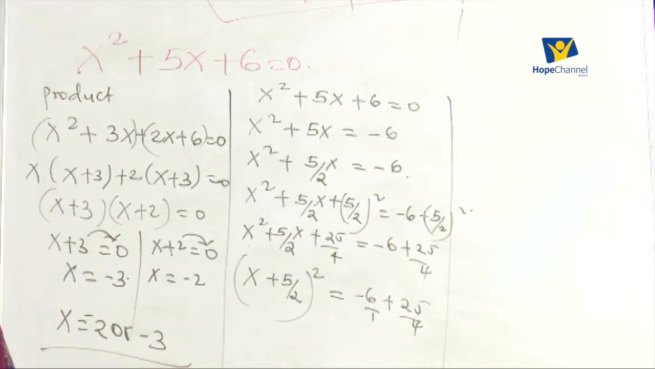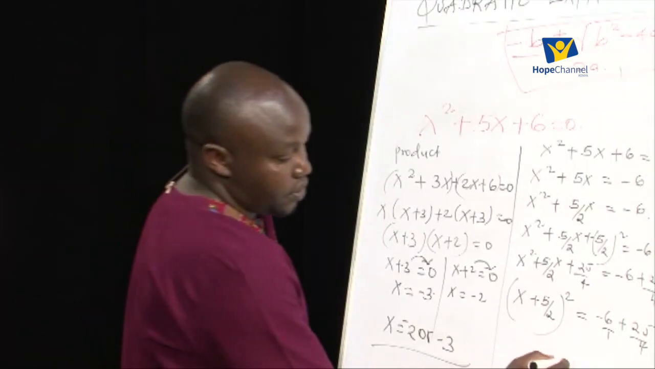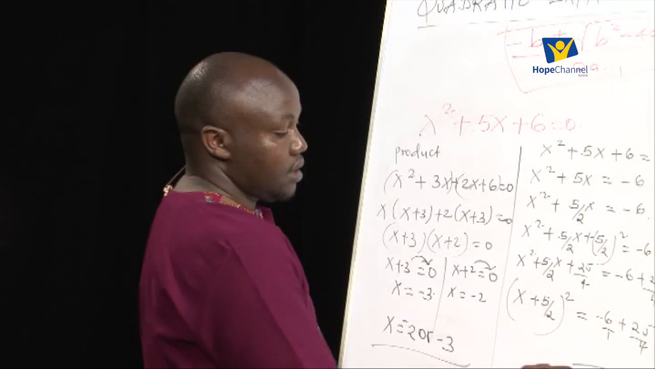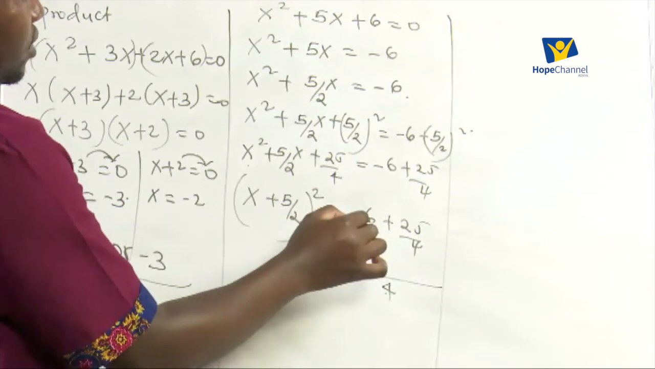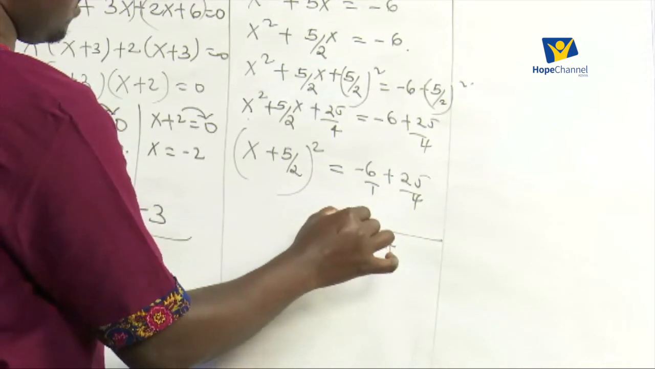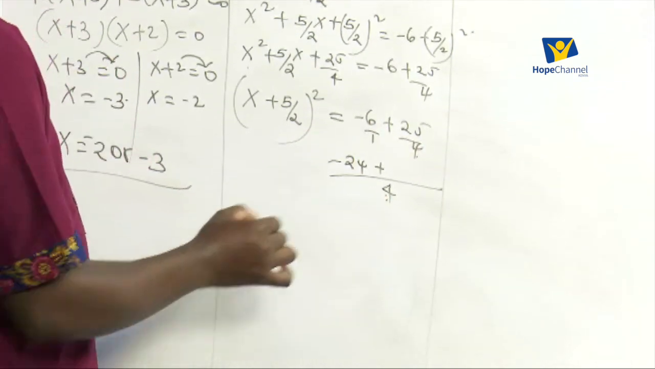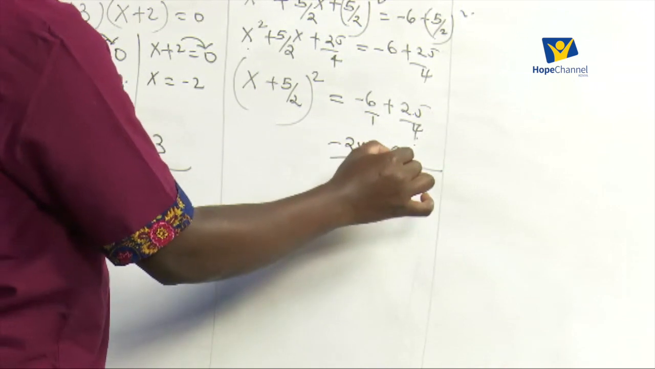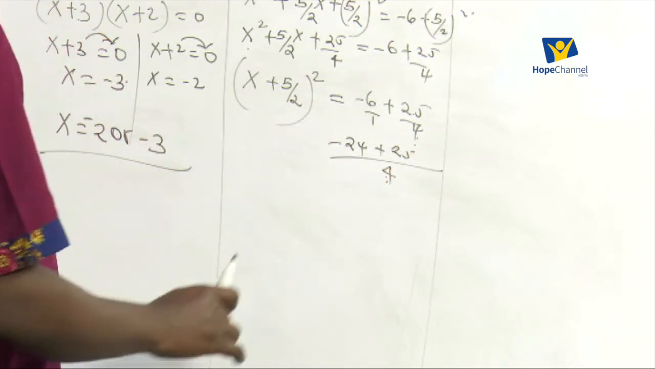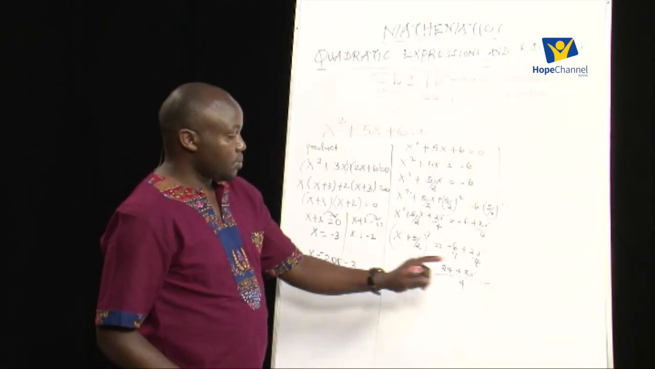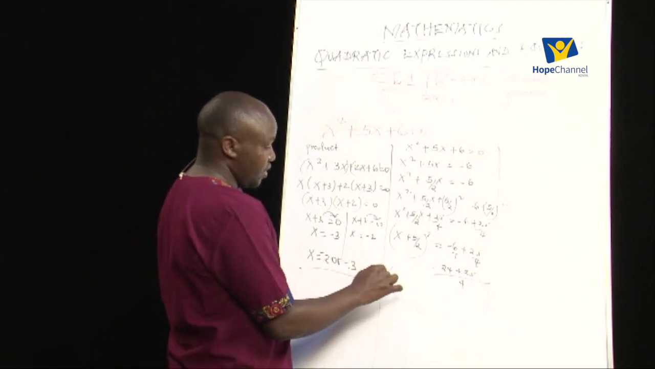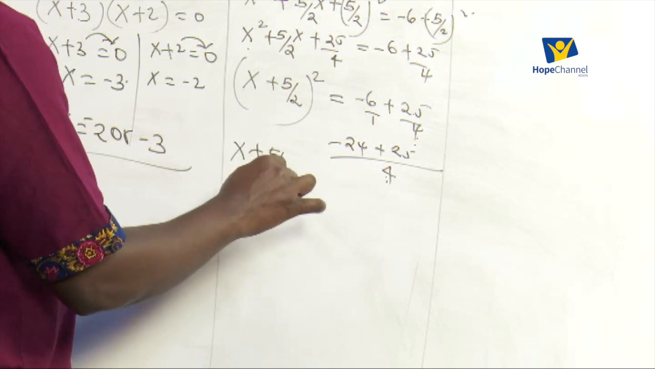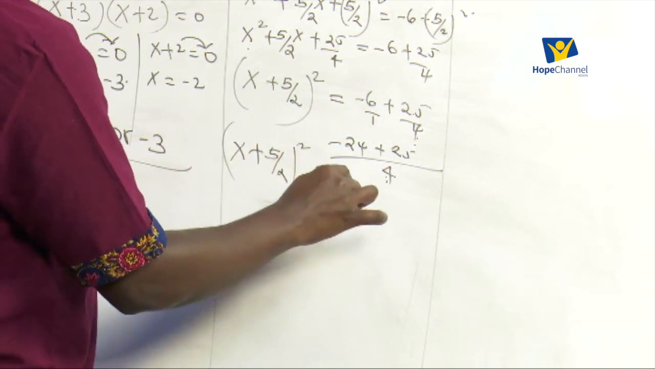Remember, negative 6 is like over 1. That is a fraction. Therefore, the LCM between these fractions is 4. So 4 into 1 is 4, times negative 6 is negative 24. Plus 4 into 4 is 1, so 1 times 25 is 25. Negative 24 plus 25 gives us positive 1. Correct. I'm going to have x plus 5 over 2 squared is equal to 1 over 4.